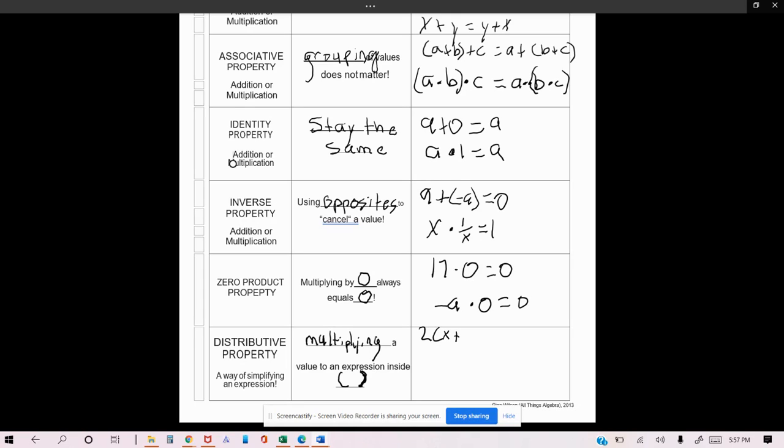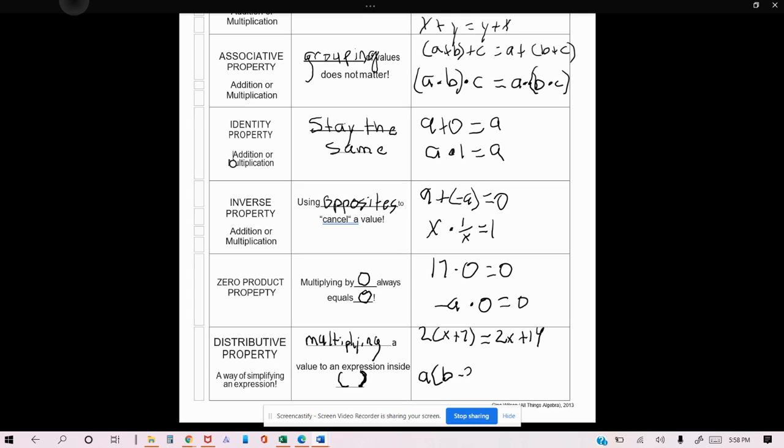2 times (x plus 7) equals 2x plus 14. So you would use the distributive property to figure this out. And we will go more into detail about distributive properties and how to work out a distributive property later on. But I just want you to get the idea of properties. Another way to do a distributive property would be A times (B minus 3) is equal to AB minus 3A. I want you guys to get the idea and the concept of that.